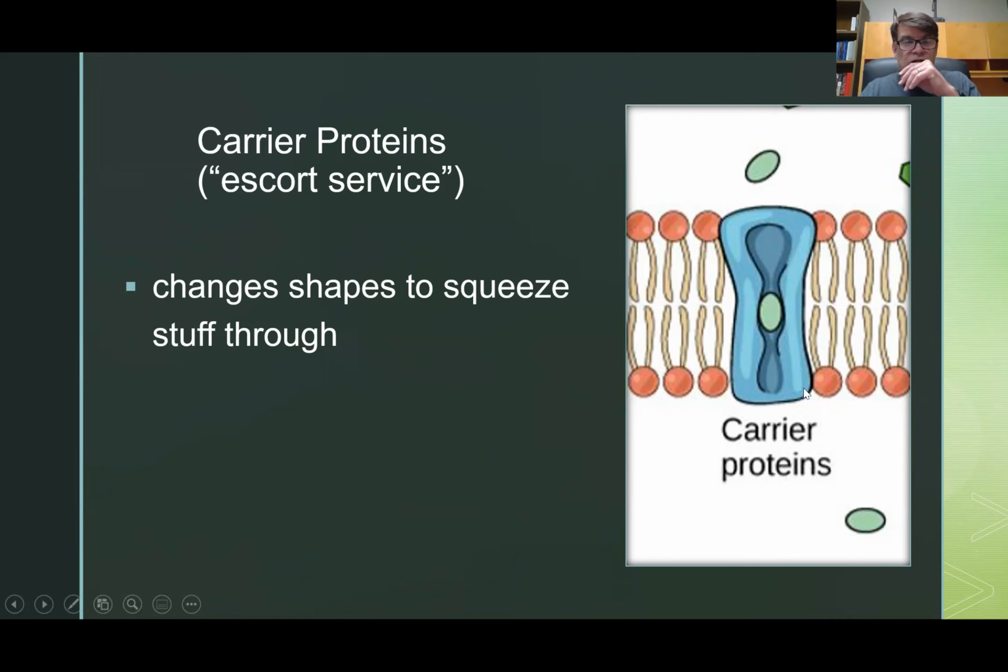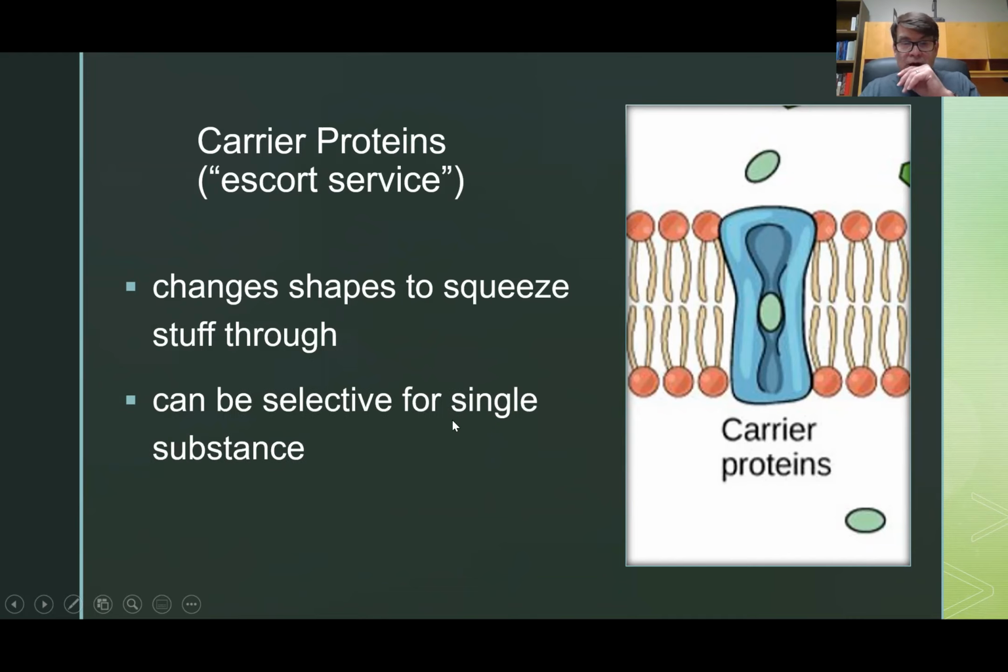So it changes shape to squeeze whatever it is through, and these can be selective for a single substance. So you can have specific carrier proteins that only let, I'm just making this up, a chlorine through. Only chlorines can, and I don't know if that's a thing. It might be. But so you have carrier proteins that just take specific ones.